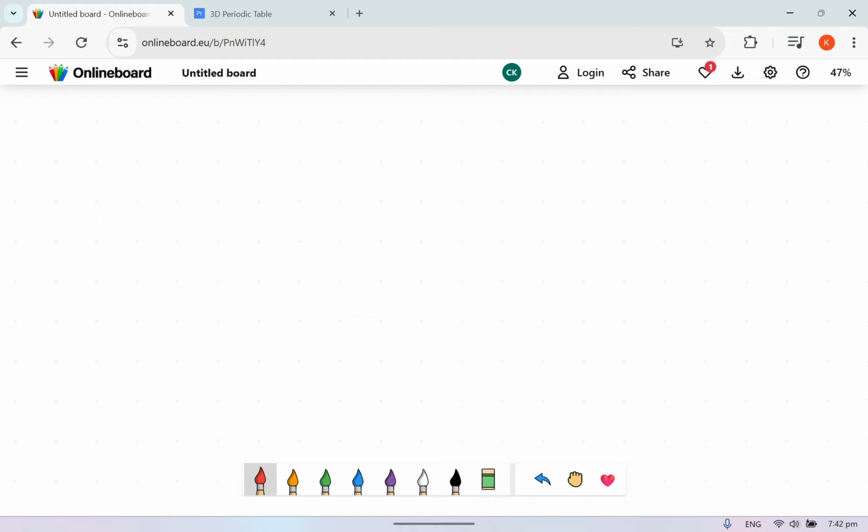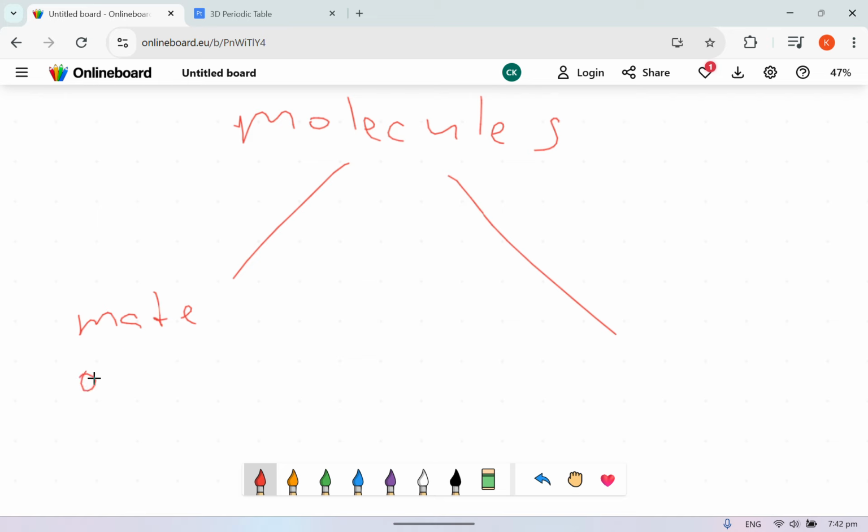diatomic elements and polyatomic elements are molecules. And now we'll understand what molecules are. So what exactly are molecules? A molecule is a group of 2 or more atoms held together by chemical bonds. Now, molecules are two types. The first type are the ones made of the same atom. The other type is made of different atoms.